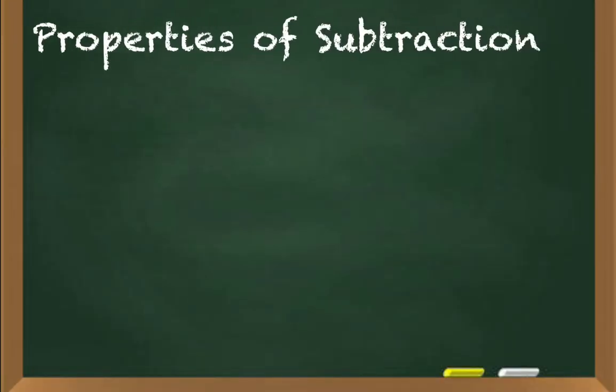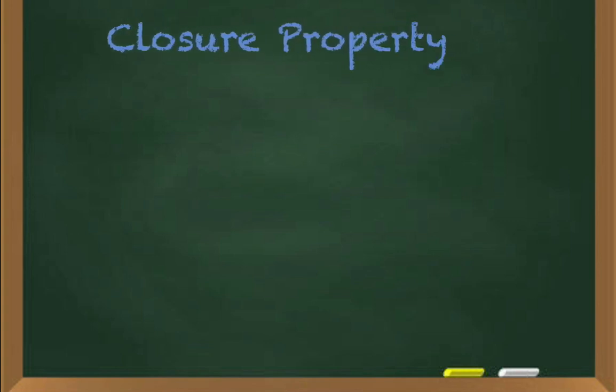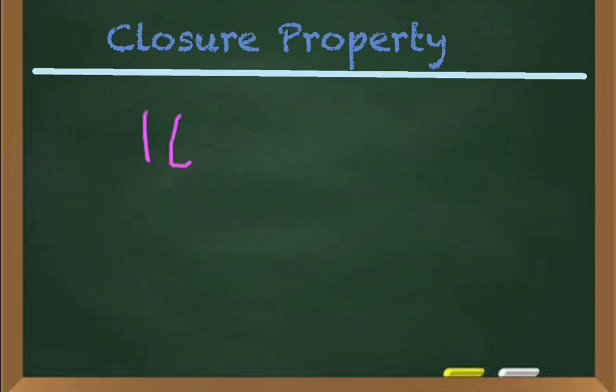Properties of subtraction. Closure property. The closure property of subtraction is similar to the closure property of addition. Now for example, we have to subtract 10 from 5. So we are getting minus 5 as the answer here. As you can see, 10 is an integer and 5 is also an integer. The difference of these both integers is also an integer.